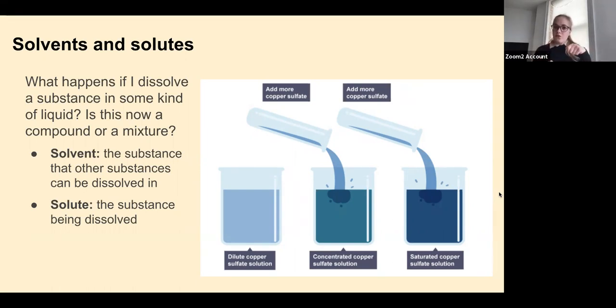So when you're dissolving the sugar in the tea, your solvent molecules surround the solute molecules until your solute is evenly distributed throughout the solvent, making a solution. So this is also shown in this diagram here, where you've got a dilute copper sulfate solution. So you've got some water and some copper sulfate, and then you're adding more copper sulfate that's then dissolving in your solution. So that means that your solvent is your water and your solute is your copper sulfate, because your copper sulfate is being dissolved in the water. So it's being surrounded by the water molecules and it's spreading out evenly throughout to make a solution of the solvent and the solute.